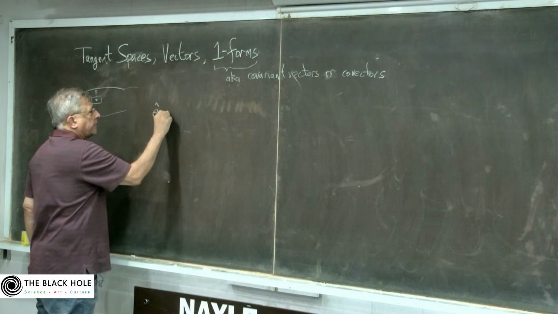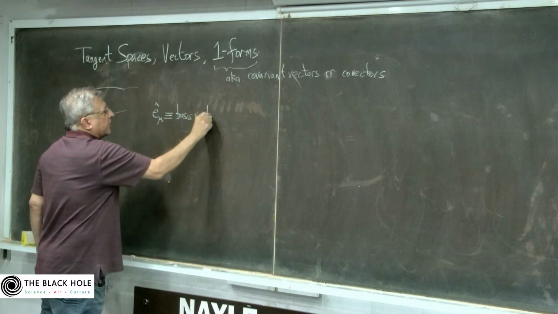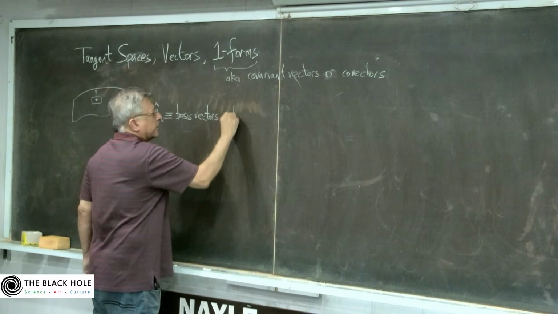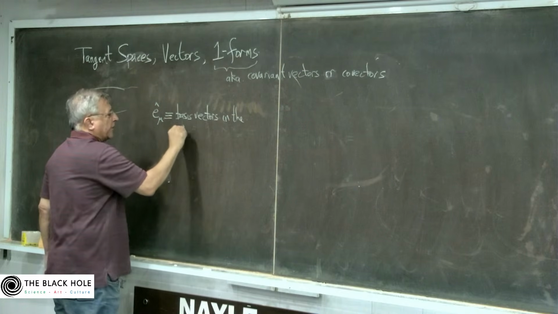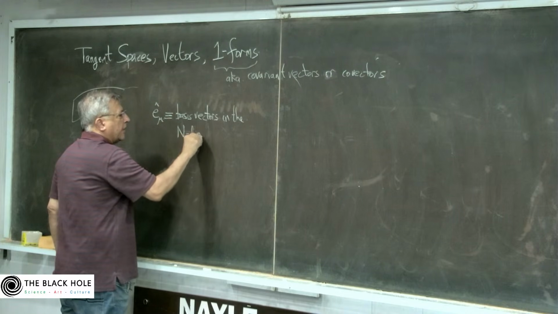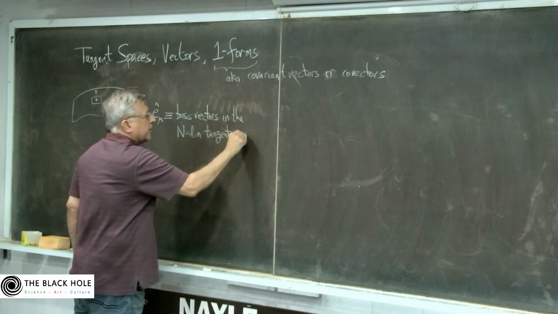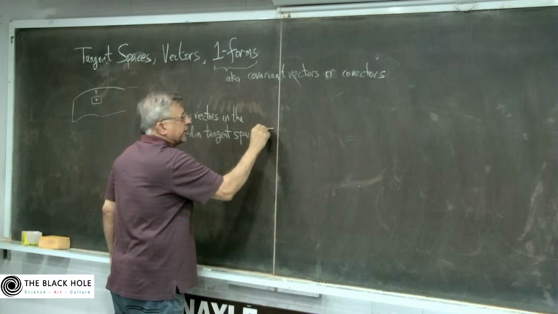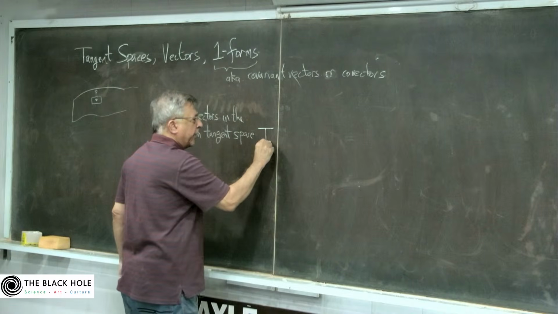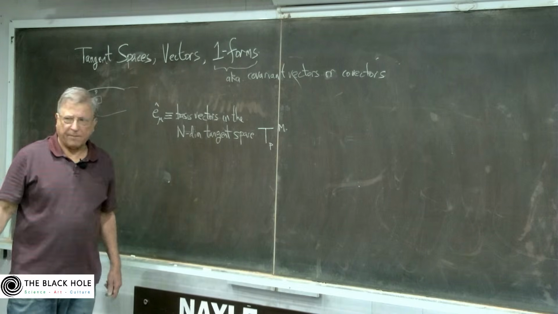E mu, basis vectors in the two-dimensional, n is 2, let's say, n-dimensional tangent space, which is denoted by tangent at the point P of the manifold M, TPM.